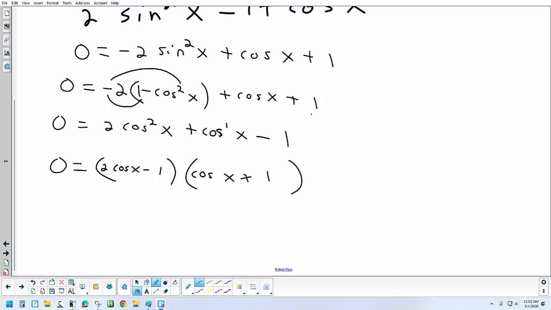What do we do with each factor? Set it equal to 0. When you set the first factor equal to 0, you're going to have to add 1 and divide by 2. When you set the second factor equal to 0, you're going to have to bring the 1 to the other side. So I like to do that just so it saves me the step of isolating the trig function. It's already isolated.